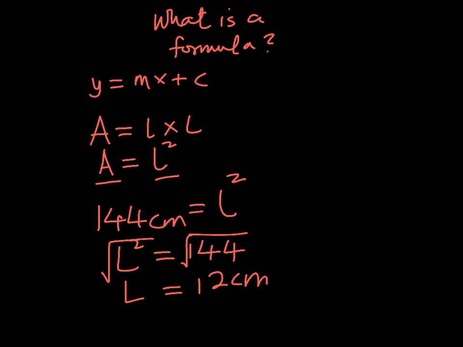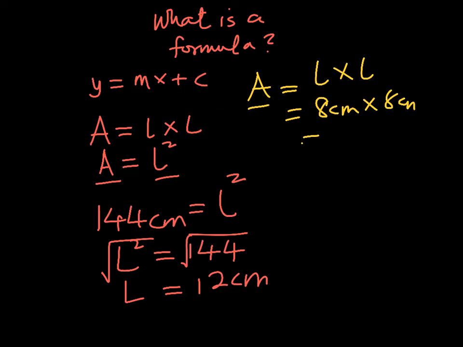What if we don't know the area of a square and we know the length of its side? Let's say the length of its side is 8 centimeters. So we know that the area, which we don't know now, is equal to length times length, but we know the length to be 8 centimeters, so that's 8 centimeters multiplied by 8 centimeters, and 8 times 8 is 64. That's 64 centimeters squared. So the purpose of formulas is to find unknown variables.